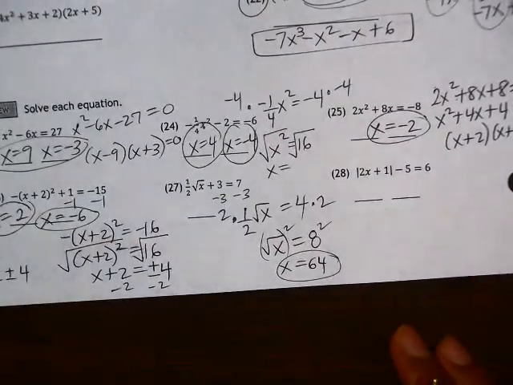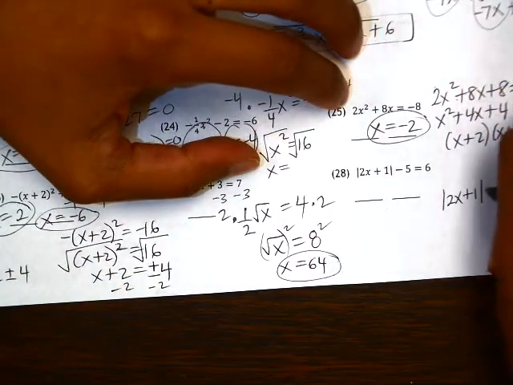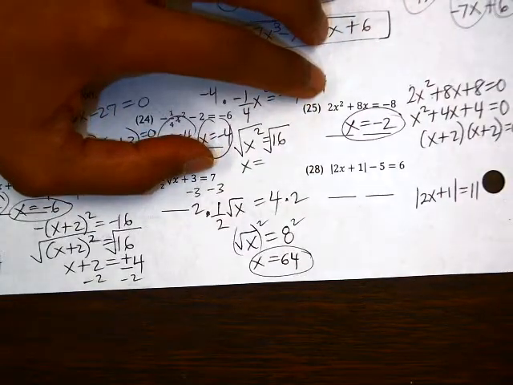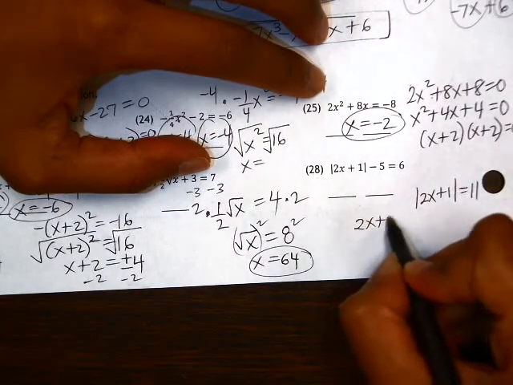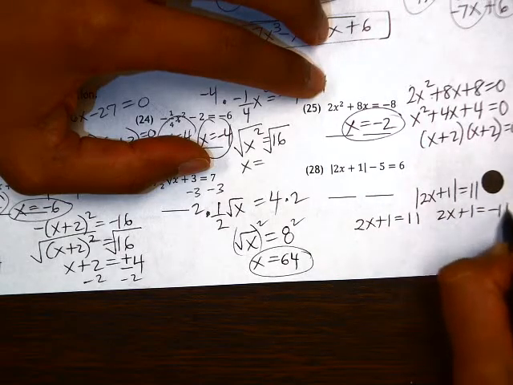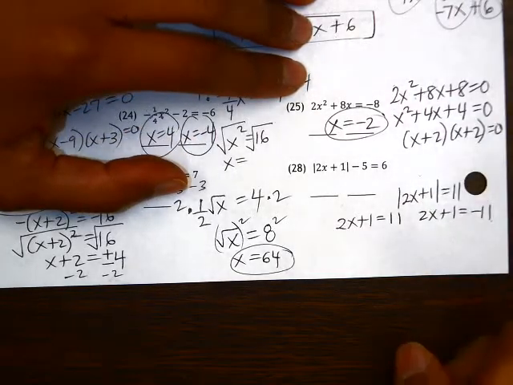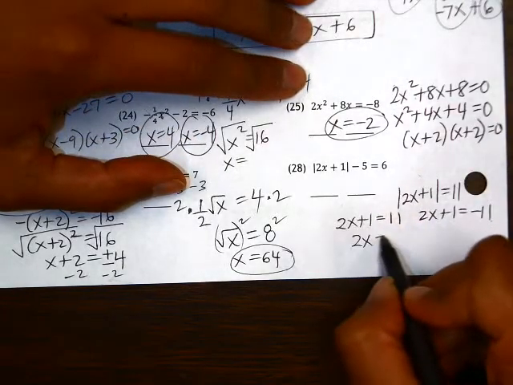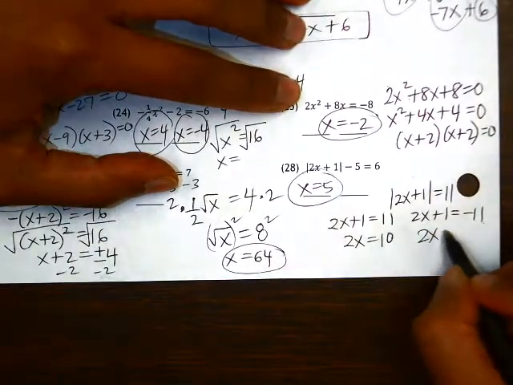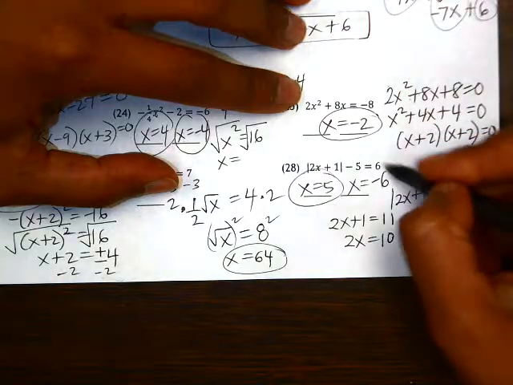Our last equation here is an absolute value equation. If we were to isolate the absolute value bars by adding 5 to both sides, then we know that 2x plus 1 is either equal to 11 or equal to negative 11 because of the definition of absolute value. So 2x equals 10, x would be equal to 5, or 2x equals negative 12, which would give us a solution of x equals negative 6.